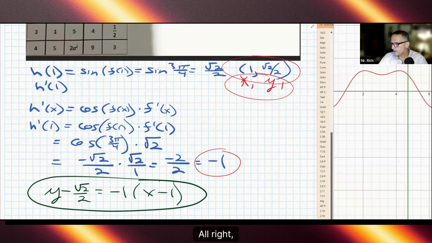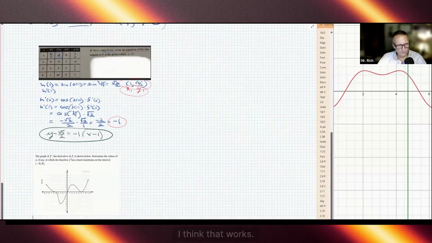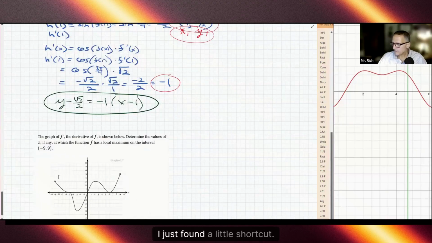Next. All right, Bella's question coming up. If I can get this thing to work. How does that work? Oh, wow. It lets me copy it like that. That's pretty cool. Okay, that makes things easier. I think that works. There we go. Wow, I just found a little shortcut.